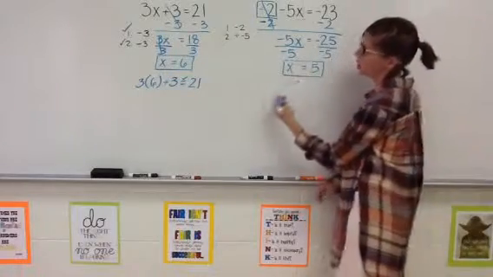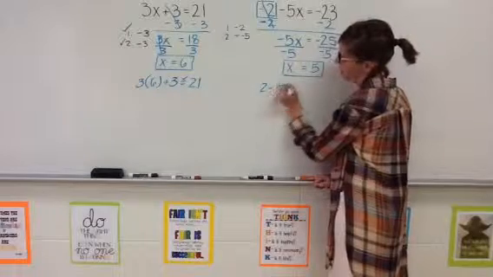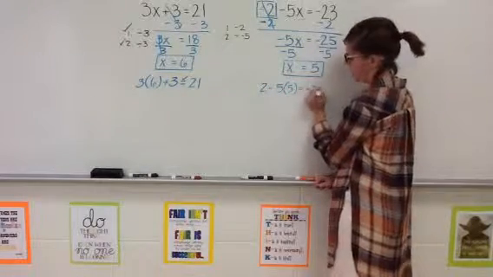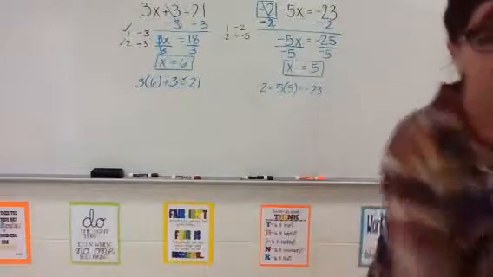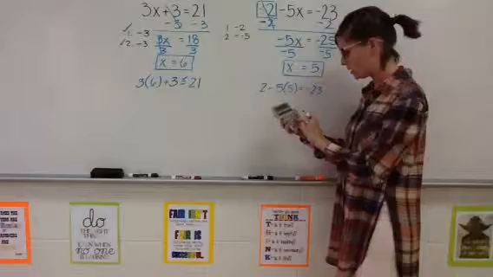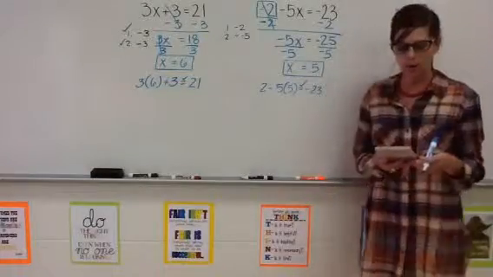Again, I'm going to check my work. So down here, I have 2 minus 5 times 5, and I'm saying that's equal to negative 23. I know 5 times 5 is 25, so I do 2 minus 25. I get negative 23, and I put a check mark.